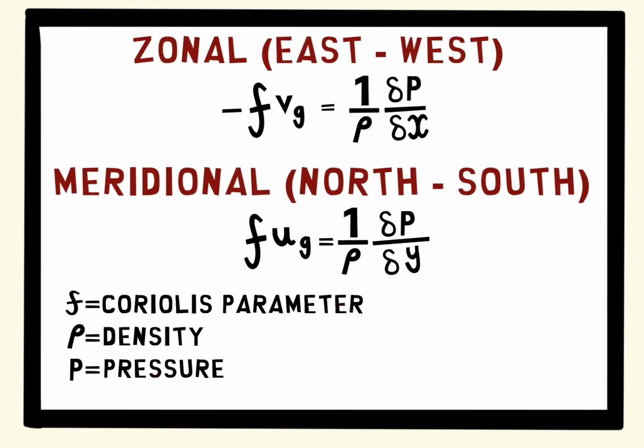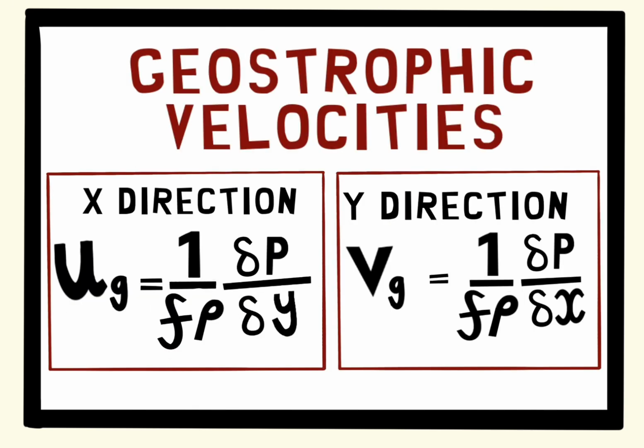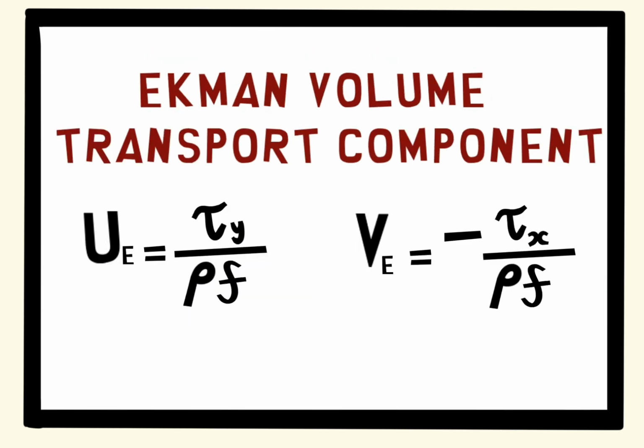The geostrophic equations of motion in Cartesian coordinate systems are as shown. If we rearrange these, it gives us the geostrophic velocity components in the x and y directions respectively. If we then vertically integrate the velocity components from the surface to the depths where friction is negligible across the Ekman layer, we get the net Ekman volume transport, proving that the Ekman mass transport is 90 degrees to the wind shear stress. In the northern hemisphere it is to the right where f is positive, and to the left in the southern hemisphere where f is negative.